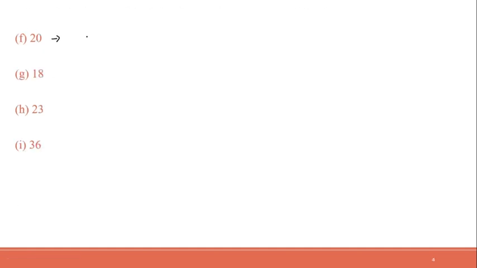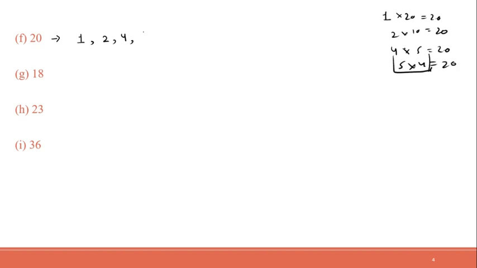Here it is 20. So for this 20, we'll start with 1, then 2, because 2 into 10 is 20. Then 3 will leave a remainder of 2. So we will not take 3. Then 4. 4 into 5 is 20. Like this: 1 into 20, 20. 2 into 10, 20 again. Then 3 will leave a remainder. 4 into 5, 20. 5 into 4, 20. We reach the same number. So only these are the factors.